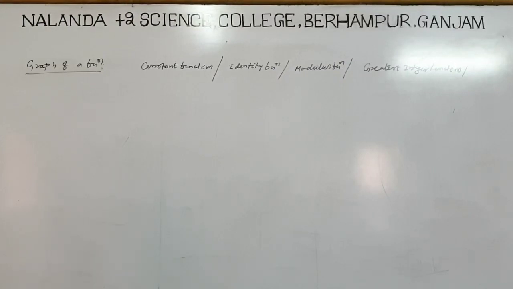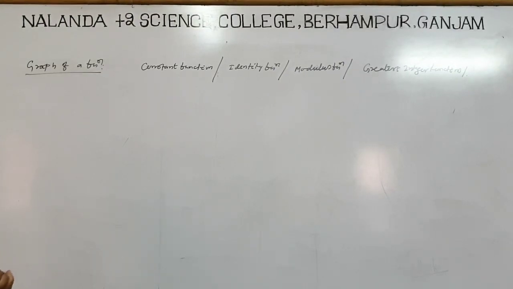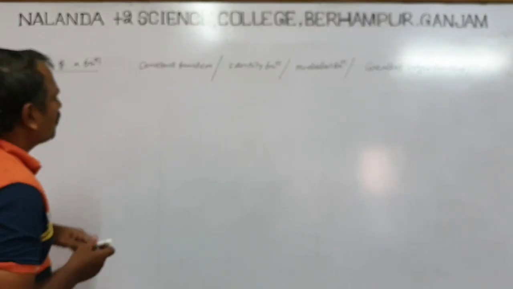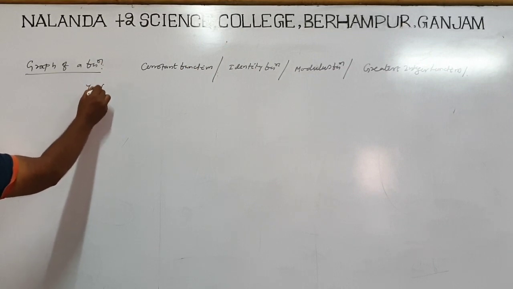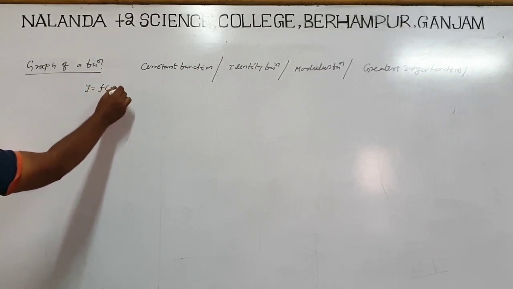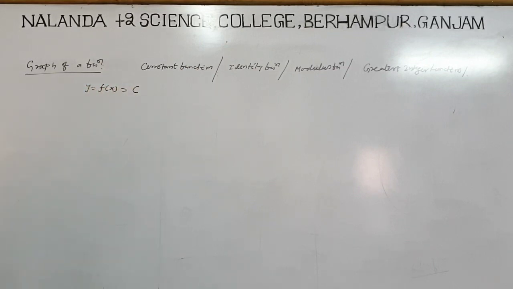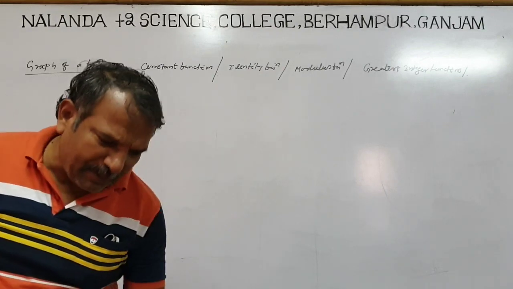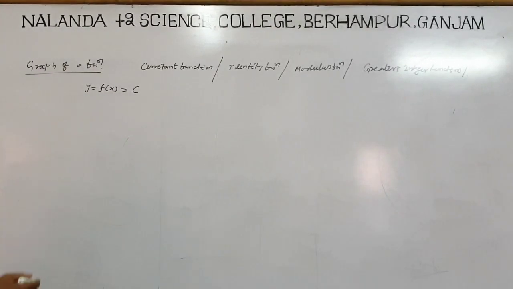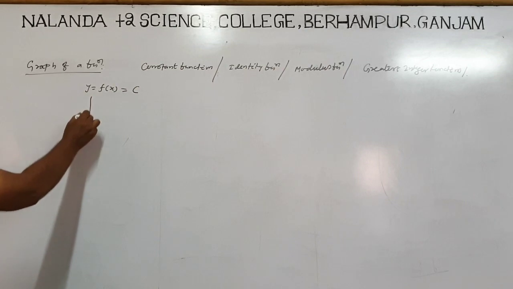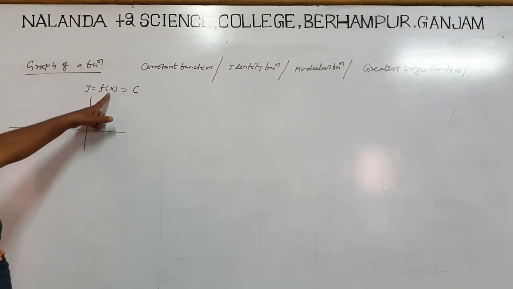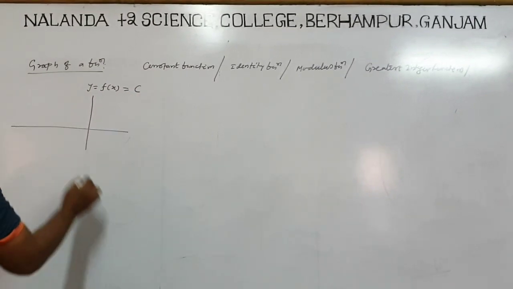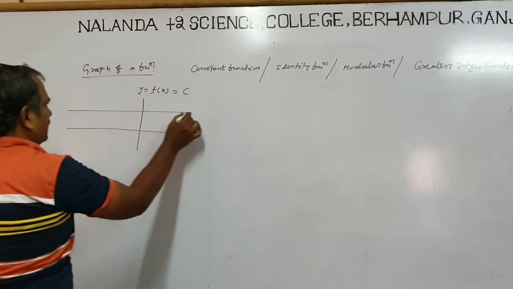The graph of different functions. One is the constant function. Constant function means y equals f of x equals c, where c is a constant. Either it may be positive or negative. Now this is a graph. What are the values of x? y is a constant.